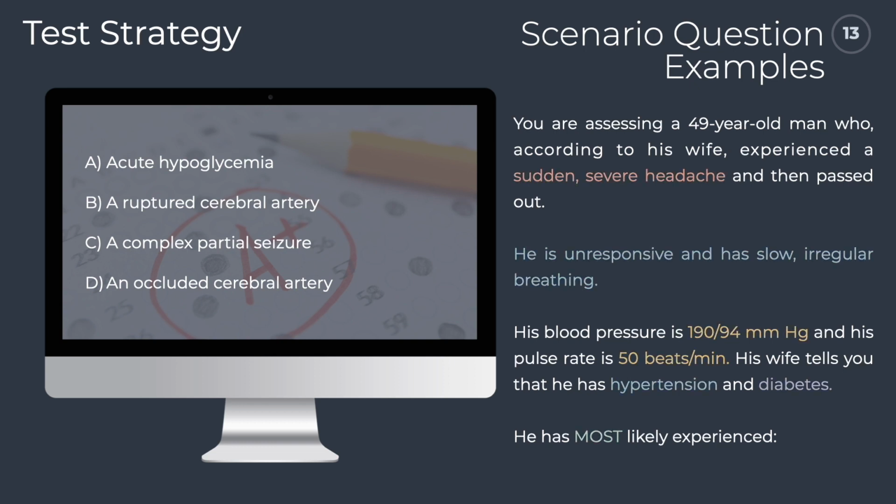Okay, I have highlighted the keys that are present in this question. First off, we have the sudden and severe headache. This is a clear example of hallmark signs and symptoms. As we continue through the question, you will see how this phrase makes it so that only one of the given answers could possibly be correct. Next, we'll move down. We come to he is unresponsive and has slow, irregular breathing.